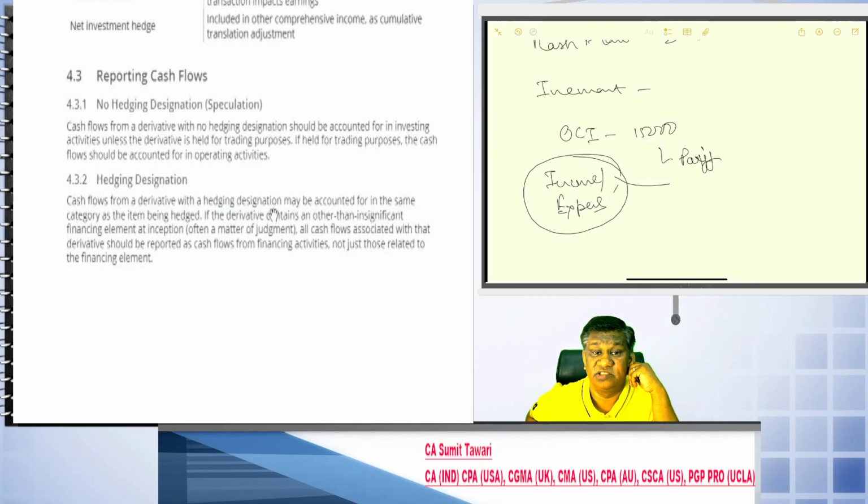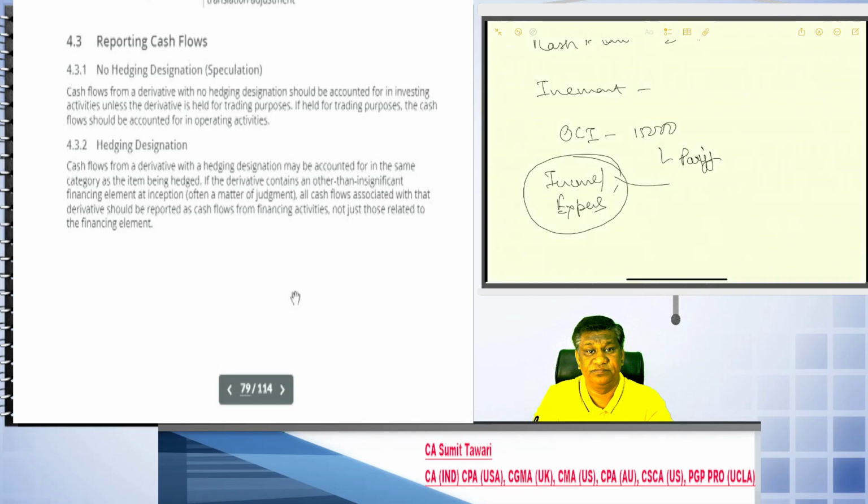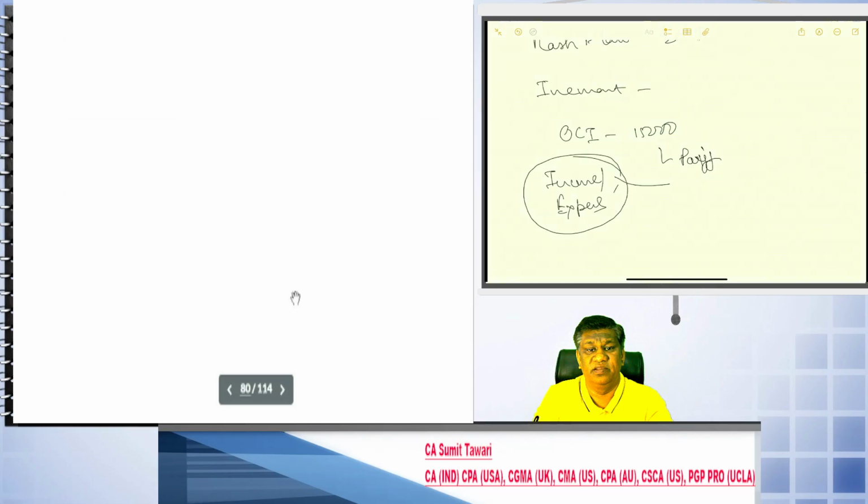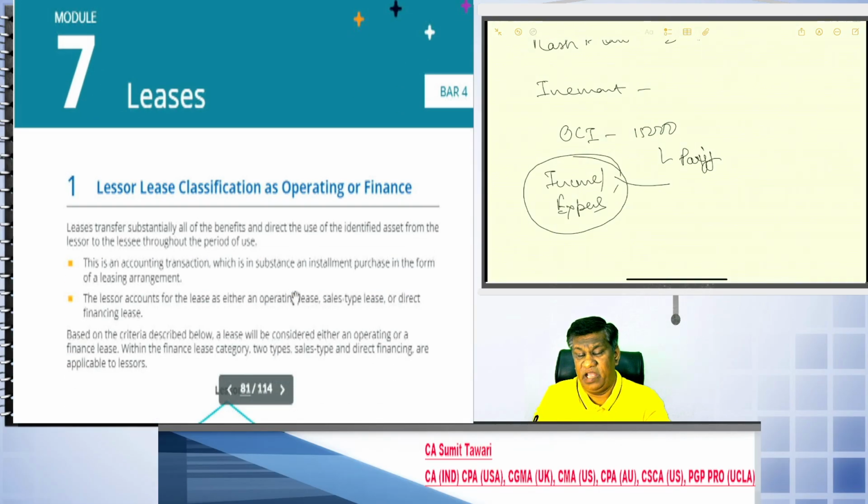And with a hedging designation, cash flow from the derivative may be accounted for in the same category as the item being hedged, meaning the primary contract. If the derivative contains a non-insignificant financing element, then that derivative should be reported as cash flow from financing activity, not just those related to the financing element. Okay. Anyone has any doubt here?